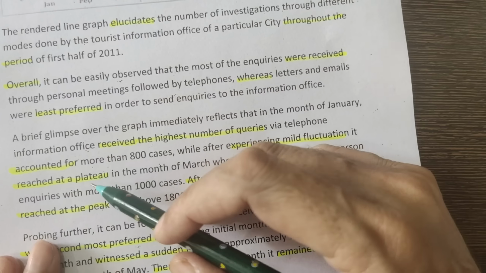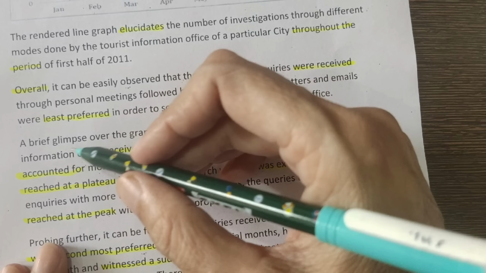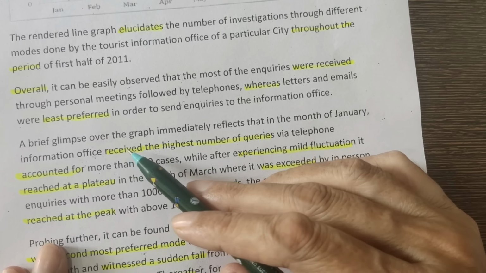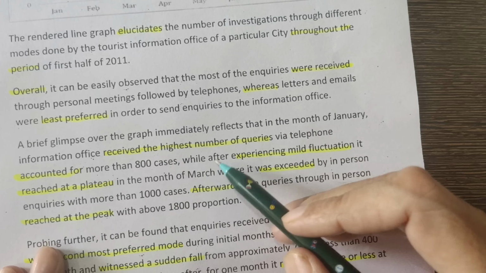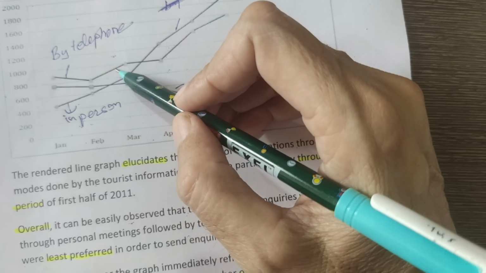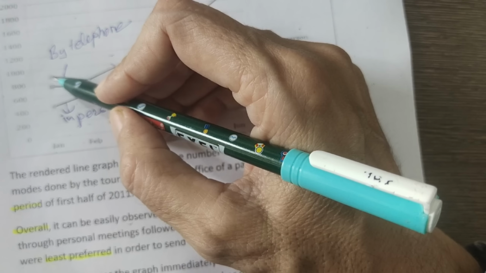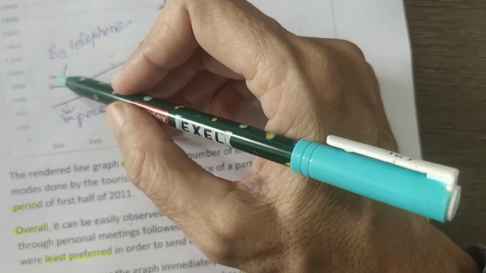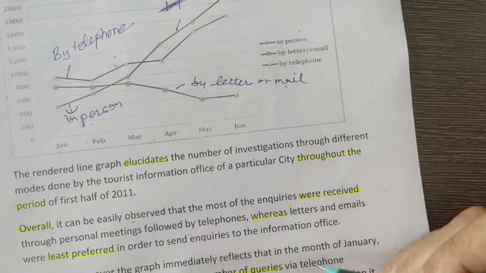This is how I have written main body paragraph 1. A brief glimpse over the graph immediately reflects that. So it's a nice introductory phrase. A brief glimpse over the graph immediately reflects that in the month of January, the information office received the highest number of queries via telephone. Here you can see via telephone or by telephone. In the month of Jan, you can see month of Jan. So the information office received the highest number of queries. Nice phrase, received the highest number of queries via telephone.